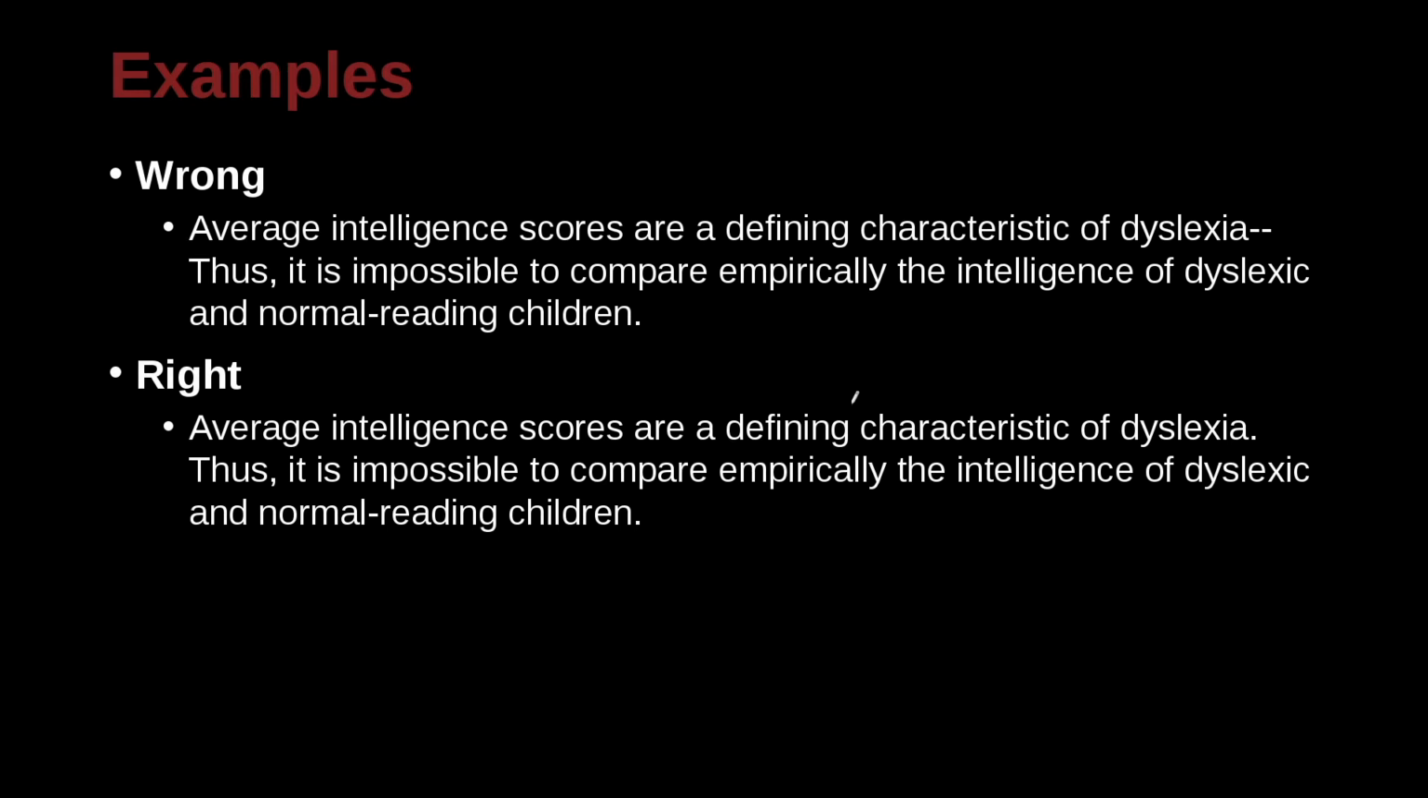Average intelligence scores are defining characteristic of dyslexia. Here we end it, and then at the incorrect we have 2 hyphens, which makes a dash. Thus, it is impossible to compare empirically the intelligence of dyslexic and normal reading children. So clearly, a dash does not have a capital letter after it. Rather, a dash explains something in more detail or changes the tone. So it's best just to have a period here because it's 2 separate sentences.